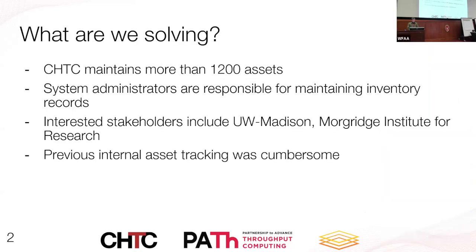And so I think a good place to start is what problem are we solving? Basically, at a very low level, the CHTC has a lot of stuff. So we maintain more than 1,200 assets spread across 5 data centers here in the Madison area. Those include servers as well as other things like switches and routers, but we're talking mainly servers. As well as the PATH facility, which maintains assets other places such as Nebraska, Florida, New York, and some here in the Madison area as well.